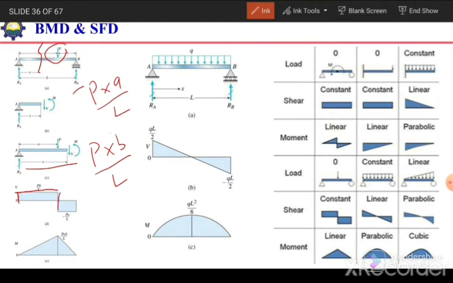Then we will subtract this P from this PB over L and we will get the value equal to PA over L, and again up to this support there is no force, so here it is PA over L, and this shear force diagram will close. So in this way, based on these reactions, we can draw the shear force diagram.